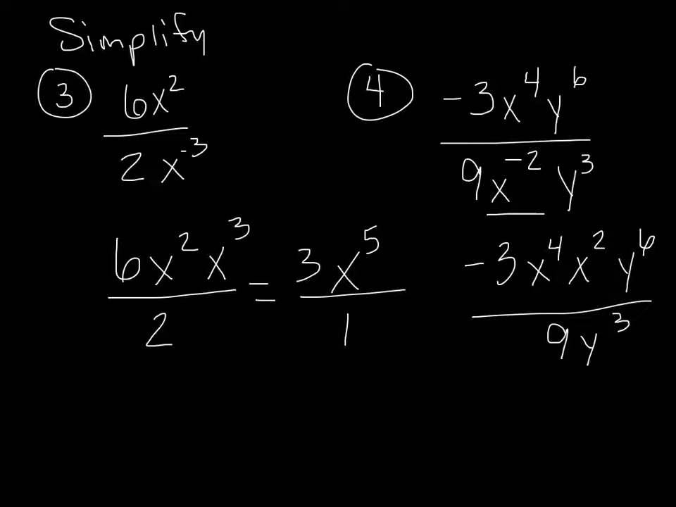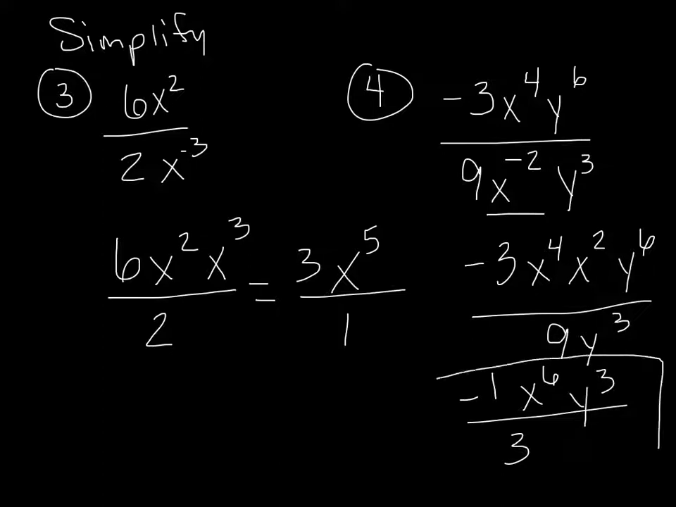Look at your numbers first. Can you simplify negative 3 over 9? Yes, that simplifies to negative 1 over 3. X to the 4th times x to the 2nd is x to the 6th. And y to the 6th over y to the 3rd, y to the 6th is bigger. Subtract 6 minus 3 and you get y to the 3rd. So that's your answer.